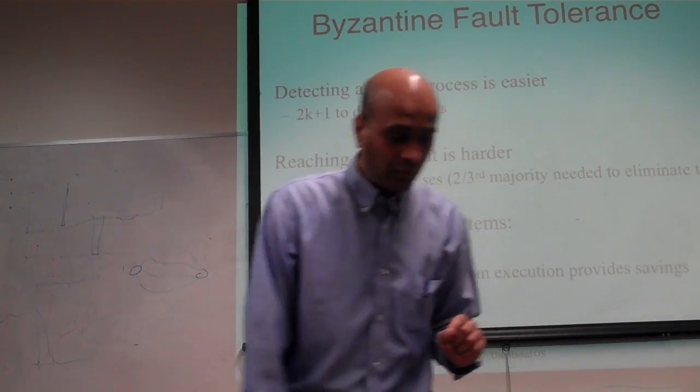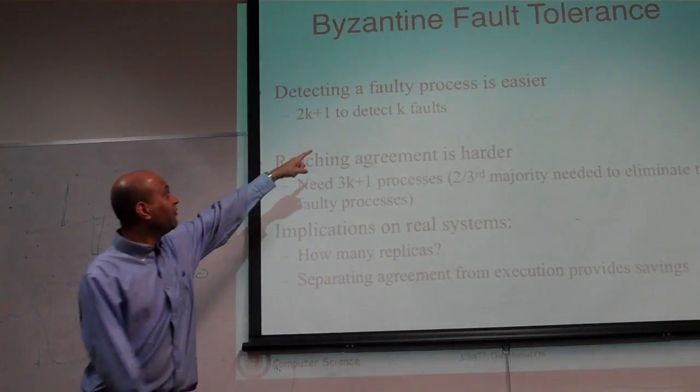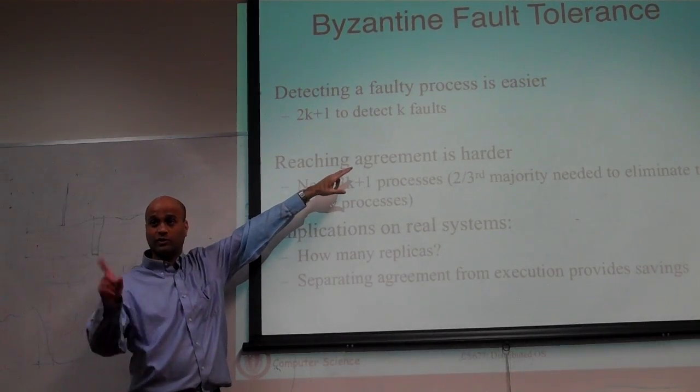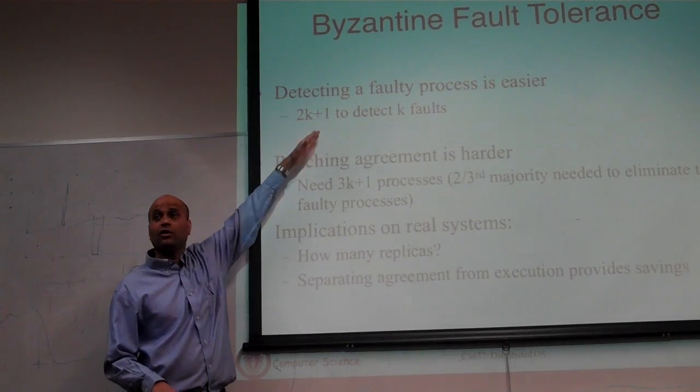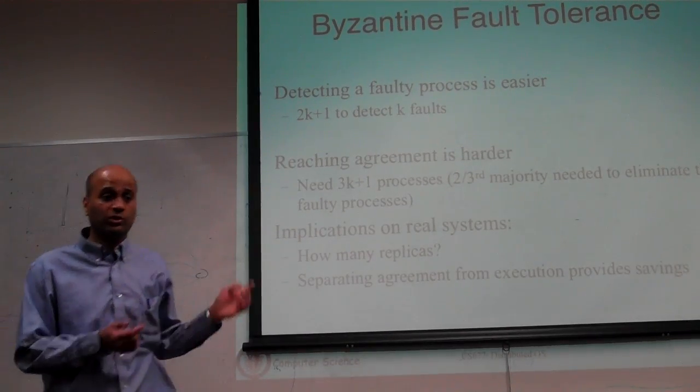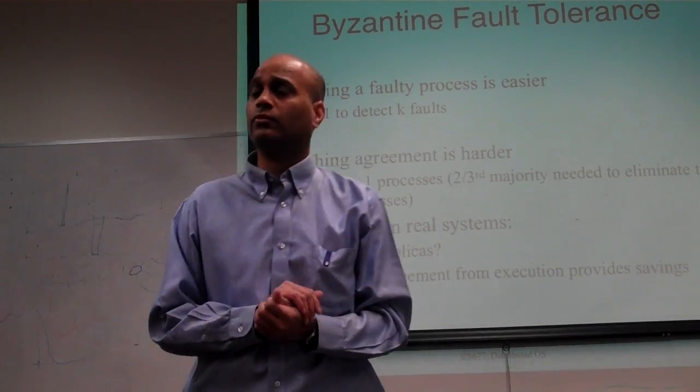So basically that's what they say. Detecting a fault is easier. You just need 2k plus 1 to detect k faults. Now if k is 1, you basically need 3. But if you need to have agreement, then you basically need more. You need a 2/3 majority.